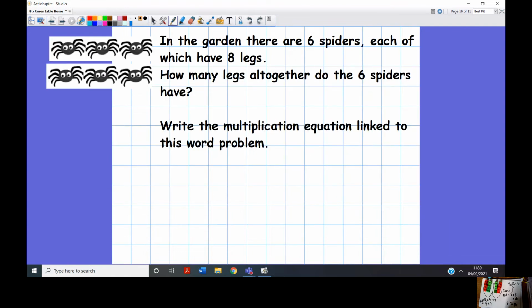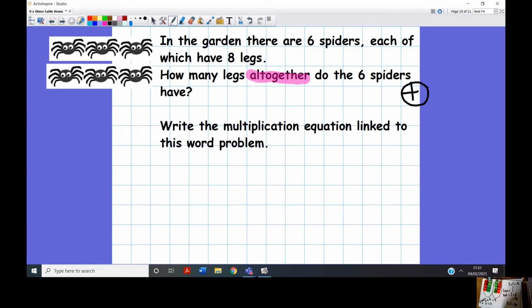In the garden, there are 6 spiders. Oof, I don't like spiders very much. Each of which have 8 legs. How many legs altogether do these 6 spiders have? So thinking back to what we did with our word problems last week, that word altogether suggests the idea of adding together.